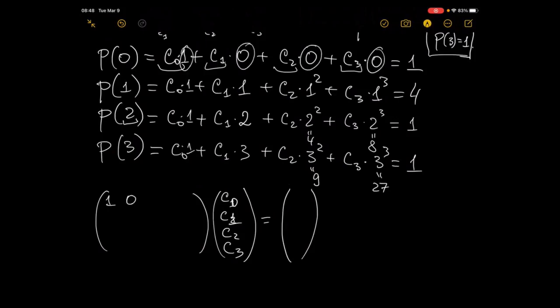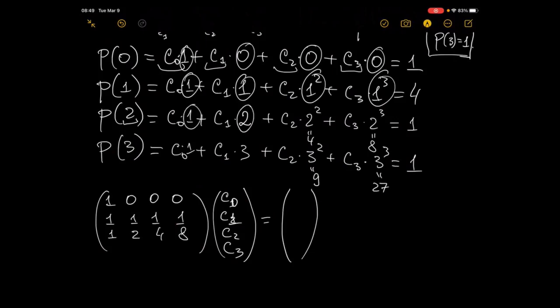Exactly. Second line. 1, 1, 1, 1. So just these coefficients, right? Okay. The third line. 1, 2, 4, 8. Right. Just corresponding these. Okay. And the fourth row. 1, 3, 9, 27. Exactly. Thank you very much.